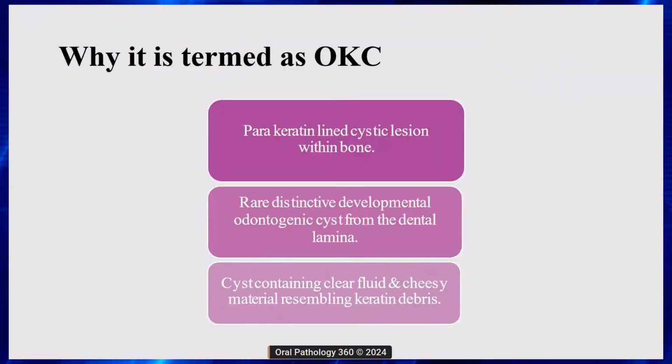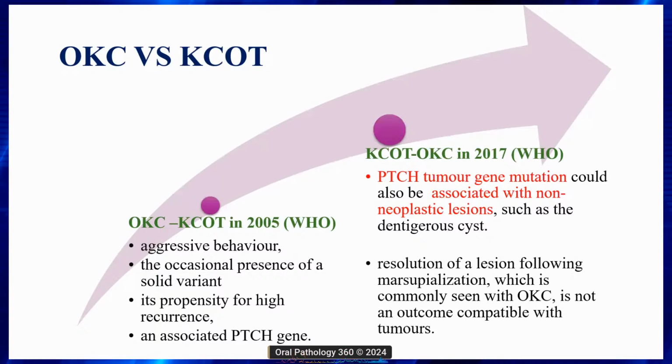And why is it termed an odontogenic keratocyst? Because it is odontogenic in origin, arising from the dental lamina. It is lined with parakeratin within the bone, and the cyst contains clear fluid and cheesy material resembling keratin debris.